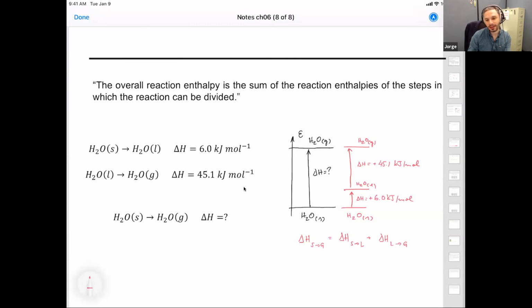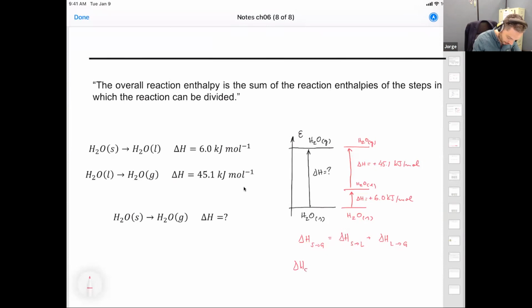So in this case, we broke down in two small steps, but you can break down in any amount of steps that you need to do it. The only condition is that you start from the same point and get to the desired point. So therefore here, we don't need to measure the delta H from solid to gas, but we need to know the delta H from solid to liquid and then liquid to gas.